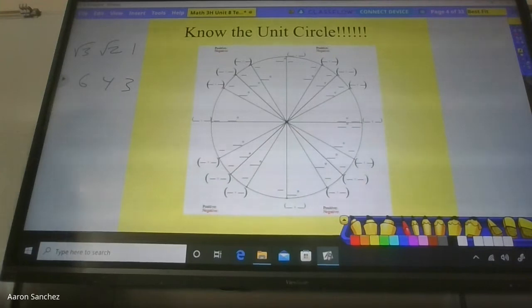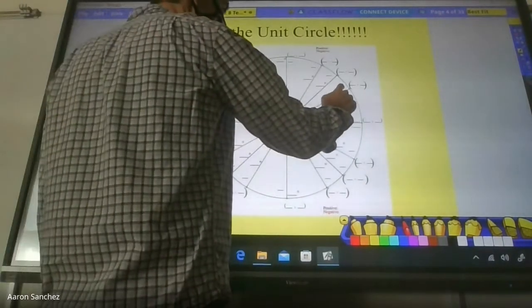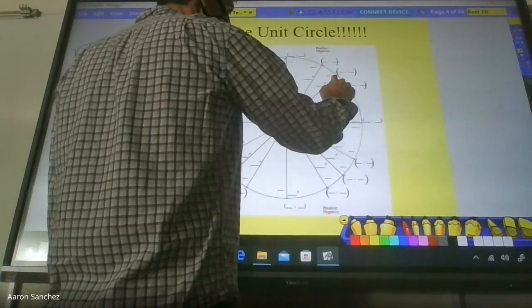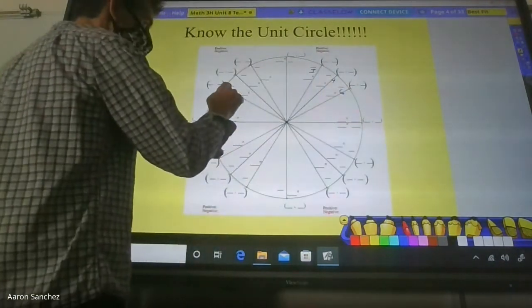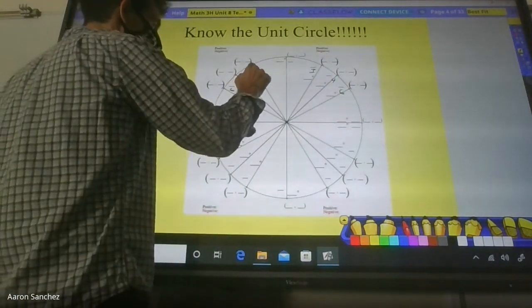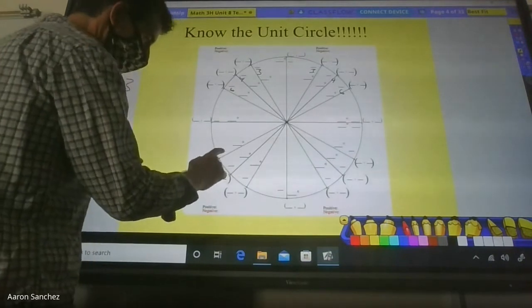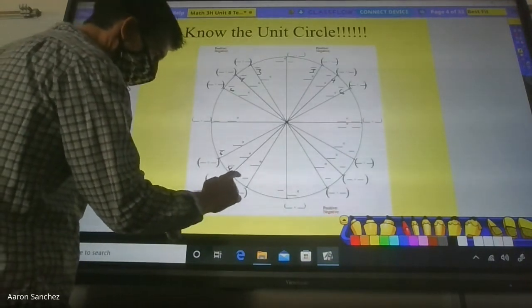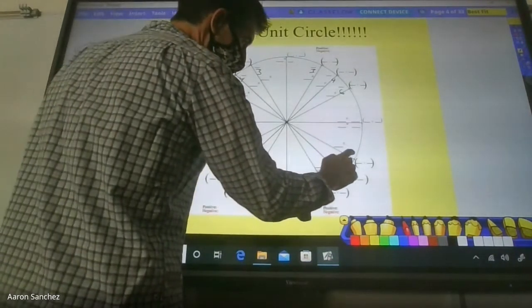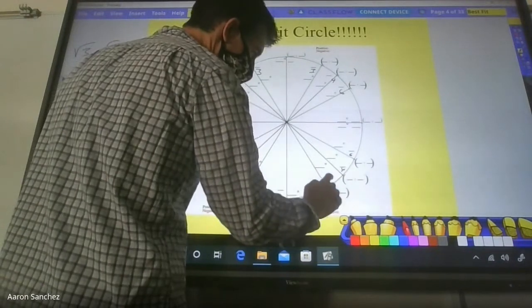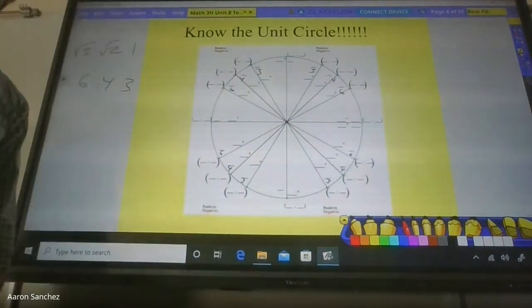Starting from the center, right? Radians: 6, 4, 3, starting from the center. Was that hard?